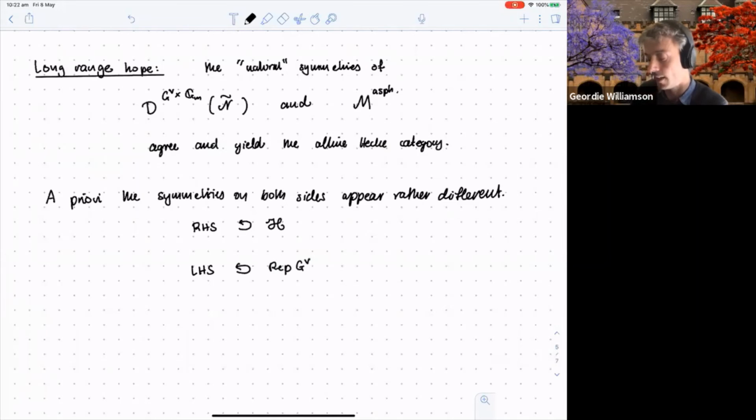For any representation of G check, we can get a G check equivariant line bundle on the Springer resolution, and we can tensor with that. Similarly, rep of GM acts. Also, equivariant line bundles act, etc.